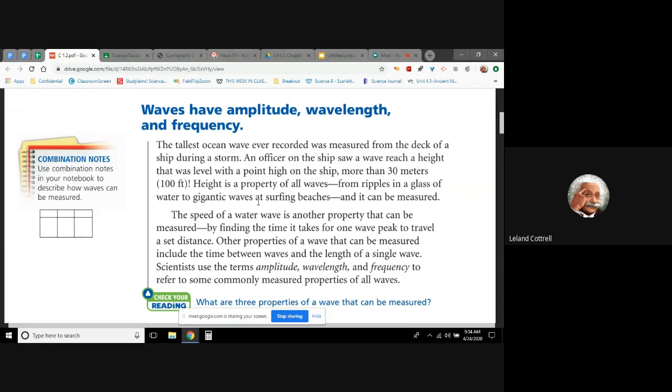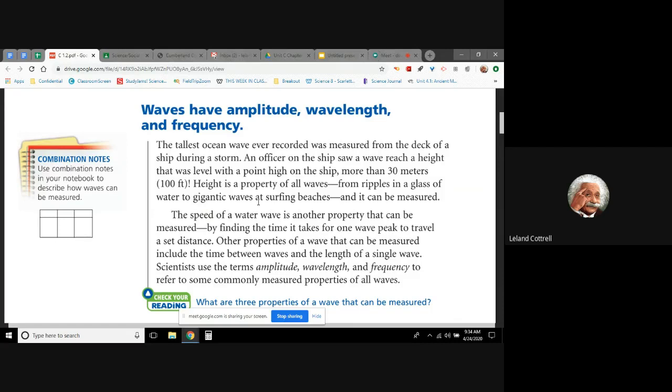Waves have amplitude, wavelength, and frequency. The tallest ocean wave ever recorded was measured from the deck of a ship during a storm. An officer on the ship saw a wave reach a height that was level with a point high on the ship, more than 30 meters or 100 feet. Height is a property of all waves, from ripples in a glass of water to gigantic waves at surfing beaches, and it can be measured.